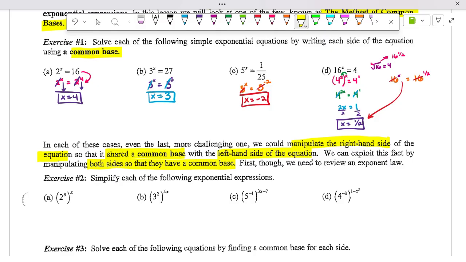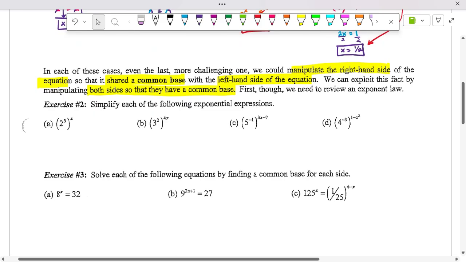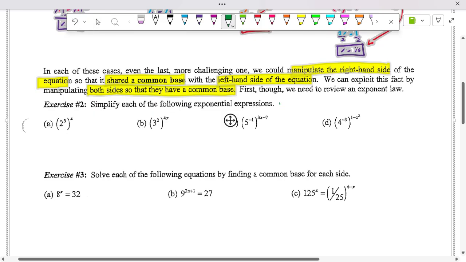So sometimes what we've done so far is that we've only changed one base in the equation. So we only changed one side of the equation, whether it was the left or the right. But that's not always the case. Sometimes you have to change both sides. All right, but before we do that, we just need to review this exponent law, which again is the power rule.